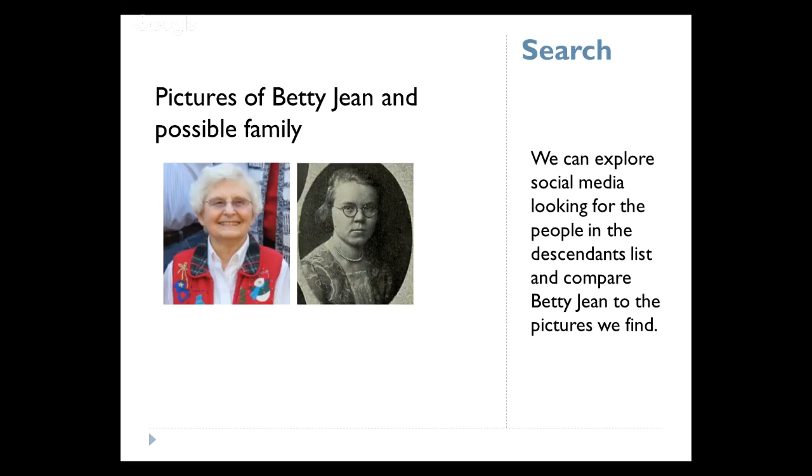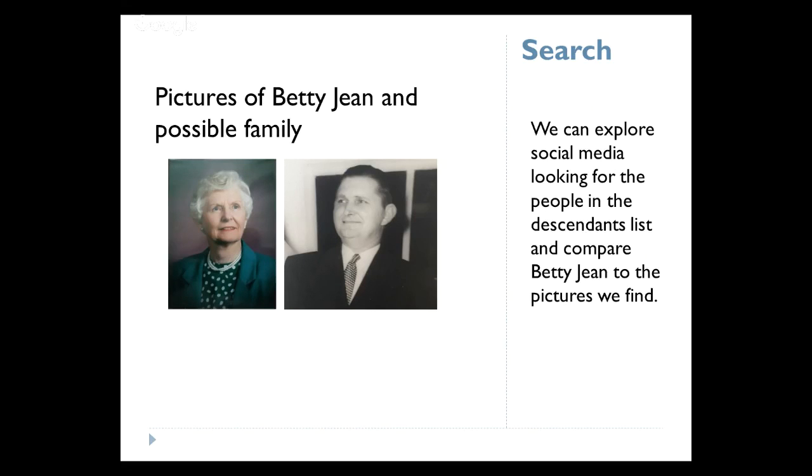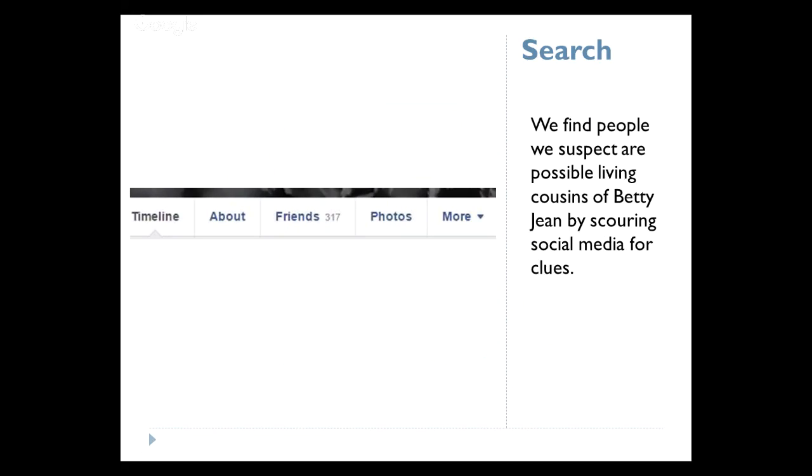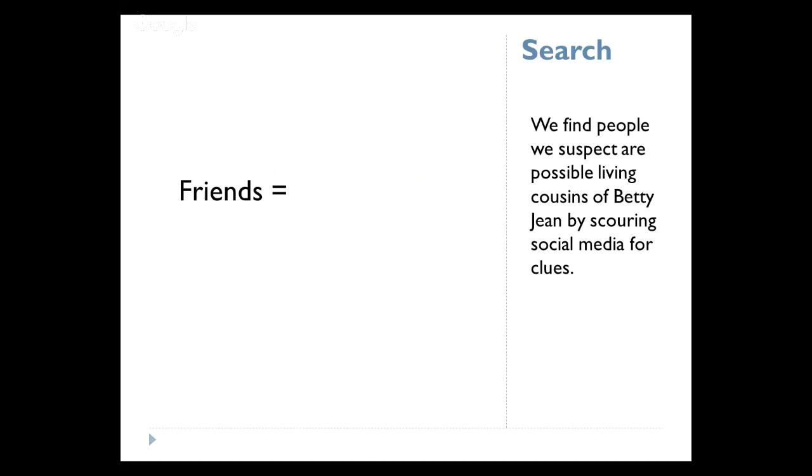And then we found this picture of somebody else that matches these people, and we started looking through more of them on all of the social media that we could find, and we tried to connect those people to the chart that we had made up. And you could find people that we suspect are living cousins by scouring social media for clues. In the friends area of a Facebook post, friends equal family.